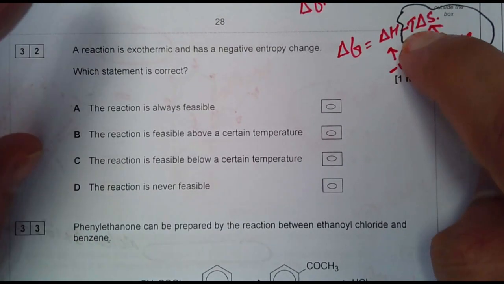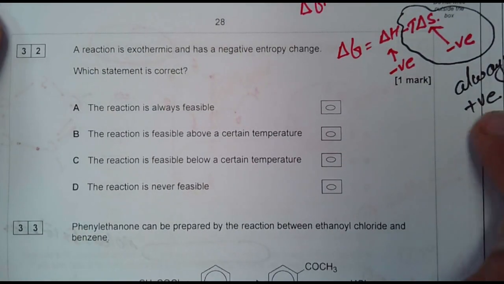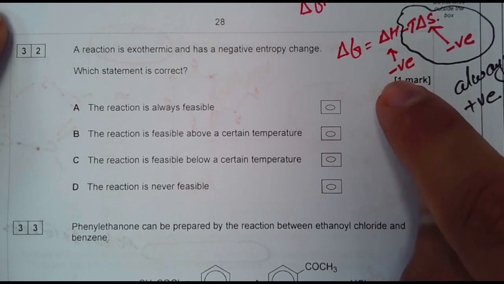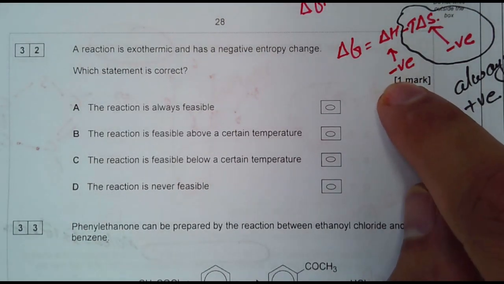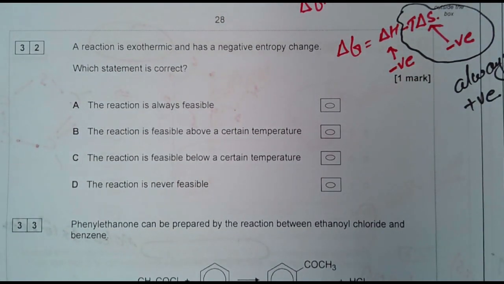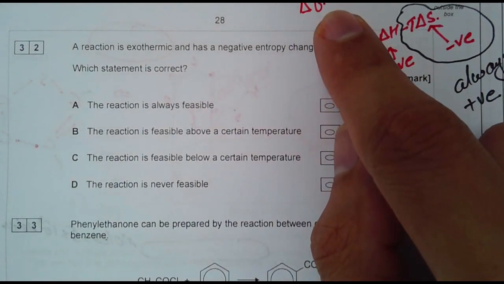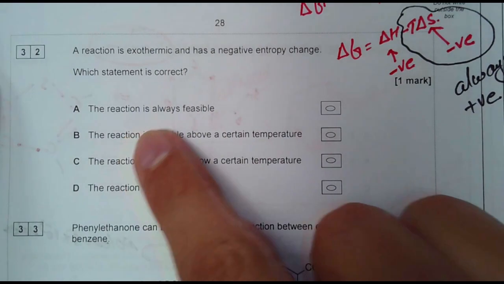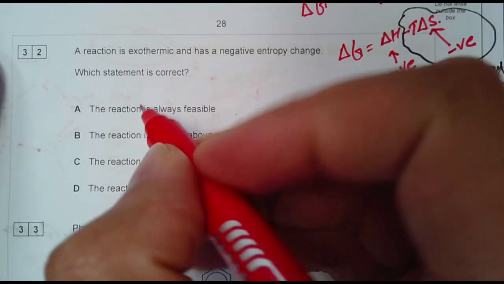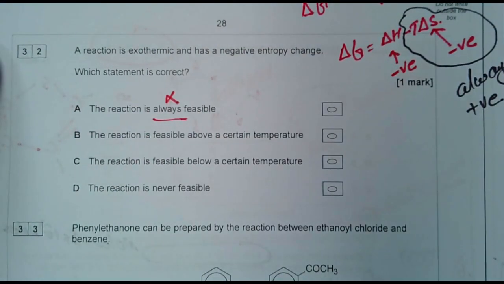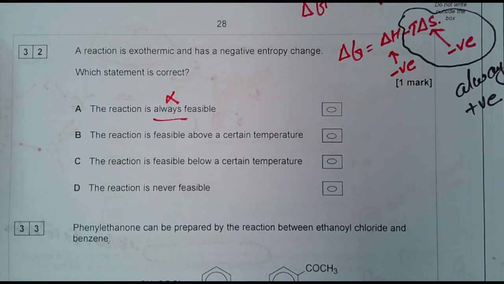Now, if the temperature has a very big value, what will happen to this section? This will be more positive, this will be less negative. So if you add a negative number to a bigger positive number, when you add them together, the delta G value will become greater than 0. So it says the reaction is always feasible. That is not possible, because if the temperature is too large, it will not be feasible.